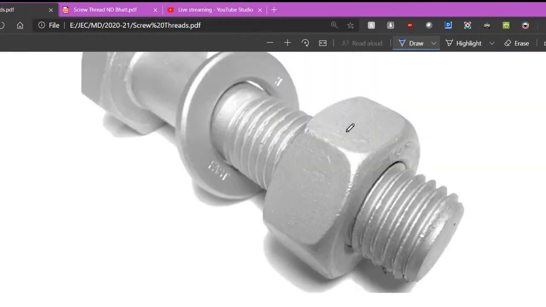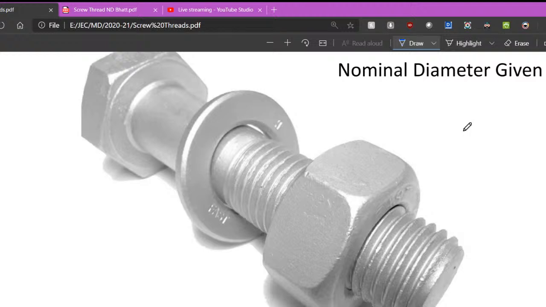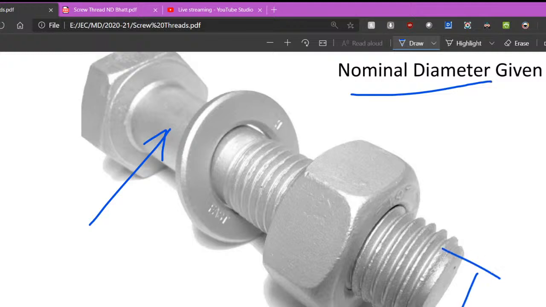So you see this one, you measure the diameter of this part, the shank part, that becomes your nominal diameter. When you measure the diameter along the thread, that will become your, which diameter? Major diameter. Sometimes the major diameter is somewhat greater than the nominal diameter. So this part becomes the shank, and thread length is from here to here.